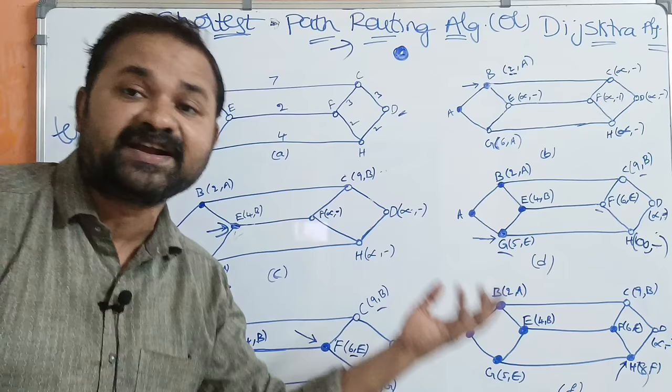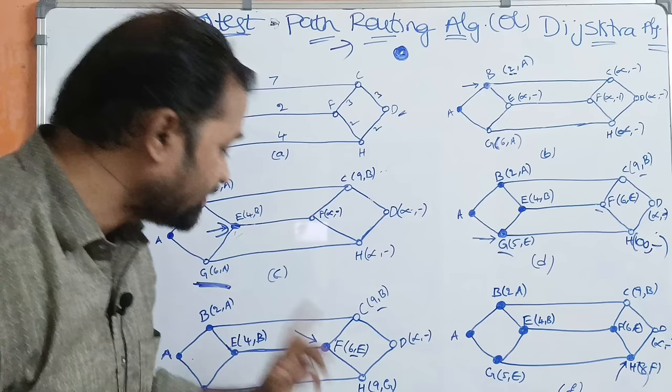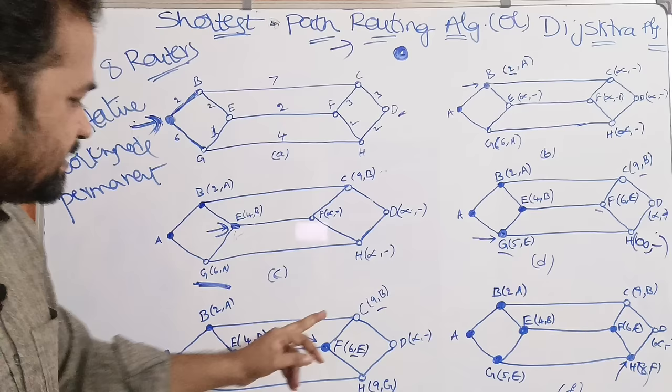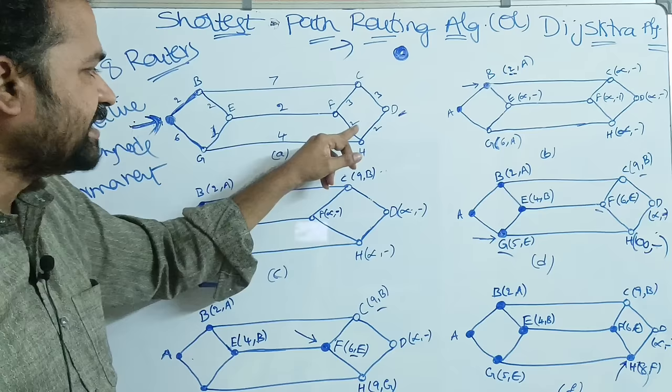Now we need to explore F. What are the neighboring nodes of F? We have C and H. So let us find out the cost of H here. Already the distance of F is calculated, that is 6. Now let us find out from F to H. F to H, the distance is 2. So 6 plus 2 means 8.